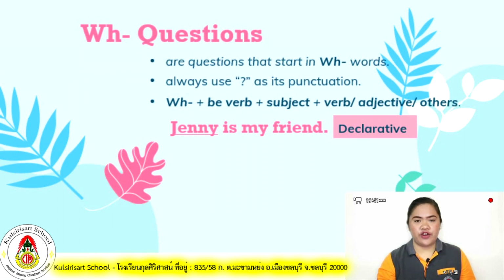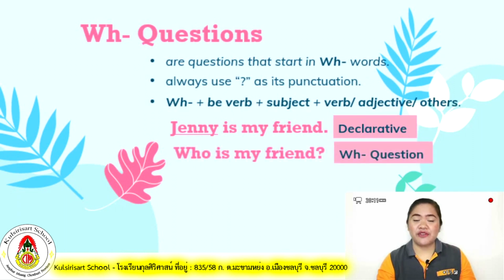Jenny is my friend. This is a declarative sentence. Now, the underlined word there is Jenny. So we will try to make a WH question that answers the name Jenny. What should the WH question be? So we have, who is my friend? Again, it will become, who is my friend?